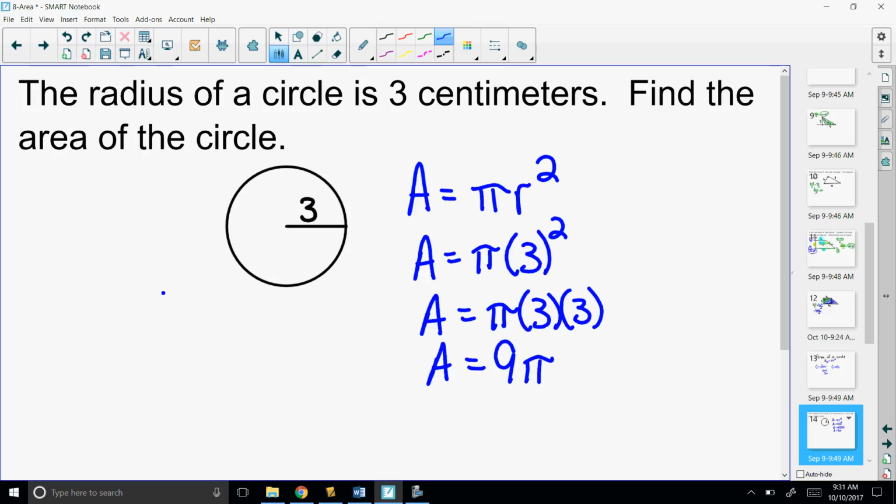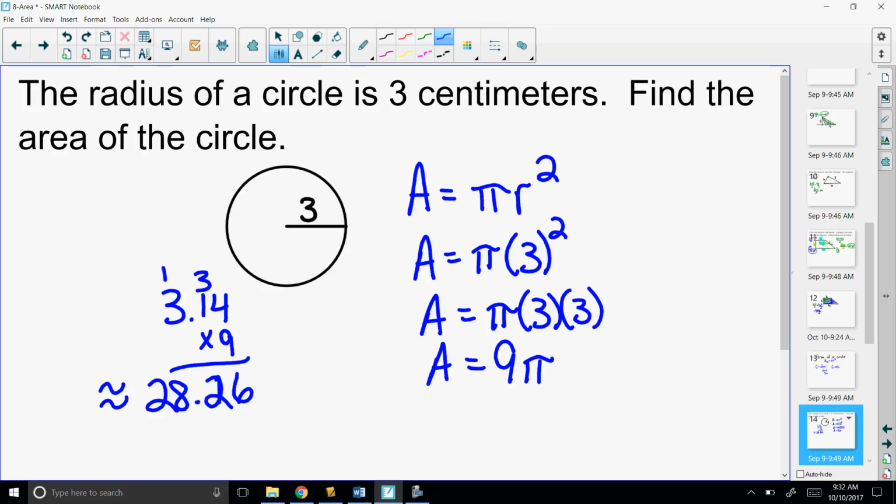They don't want you to have to take 3.14 times 9 because that is just an approximation. And it doesn't give you the exact answer. That's an approximation, and that's when you see the little squiggly equal sign. That means it's approximately equal to 28.26. Otherwise, we just leave it in terms of pi, which is a lot easier.